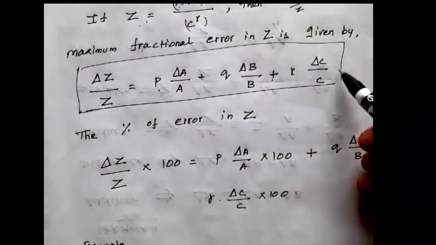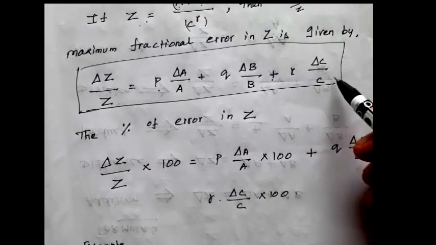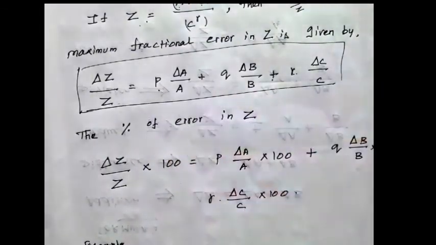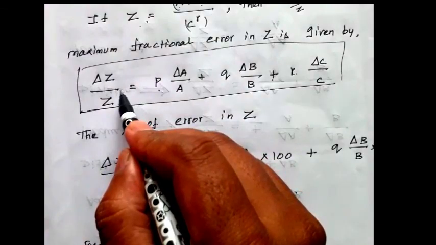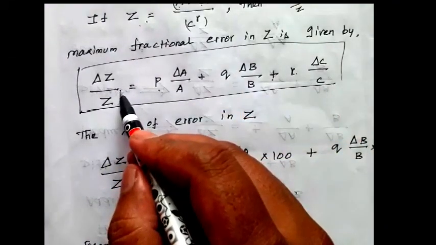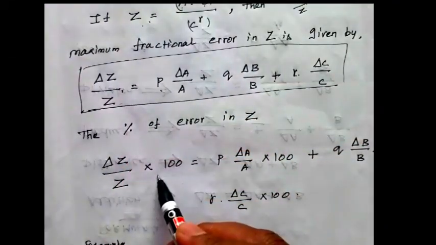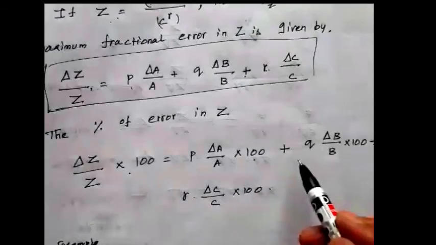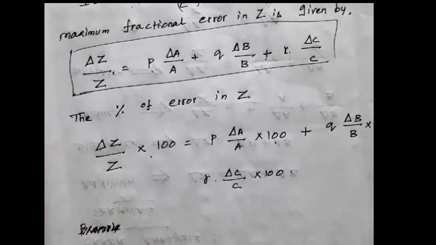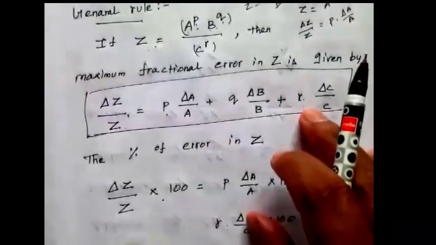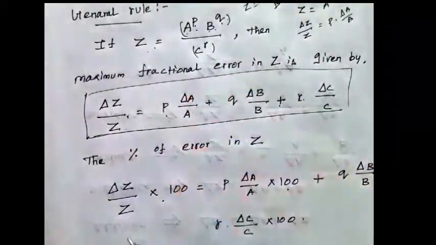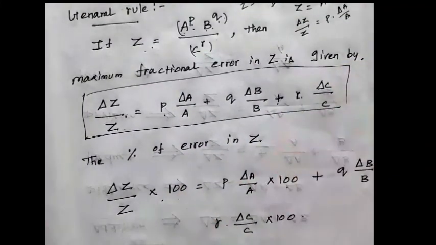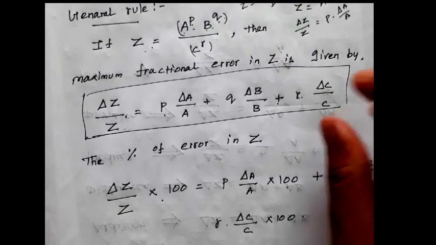So the percentage of error in z, using this formula, the percentage of error is simply we multiply by 100. It is converted into percentage. Now del z by z into 100, everywhere we have multiplied by 100. That's all. This is the general rule for power of quantities, error with power of quantity. It's a general rule. It's a very important one. Okay students, this is very important.